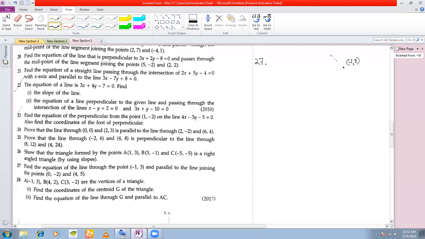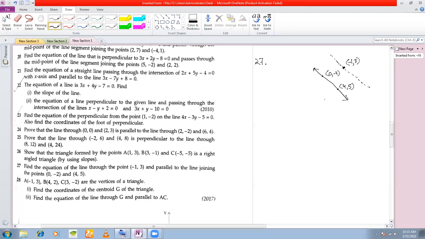So this straight line must pass through this point, right? And what else? It must be parallel to the line joining the points 0, minus 2 and 4, 5. We need to find the equation of this dotted line, which passes through the point minus 1, 3, and which is parallel to this given line, in which you know 2 points, right? So how do you find out?